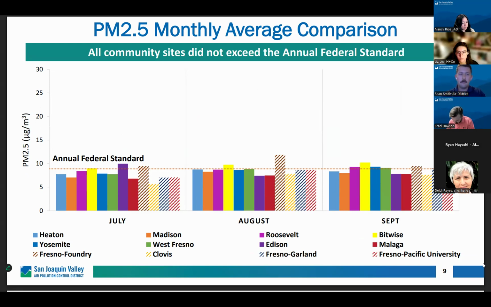As you can see, most of our sites are below that 9 microgram per meter cubed standard. For July, the exception would be Edison. For August, we have Bitwise. And then for September, we had 3 sites near attainment, but they were slightly over. But as you can see from most of the data here, almost all the sites are pretty much below that 9 microgram per meter cubed average that we'd like to get. Next slide, please.